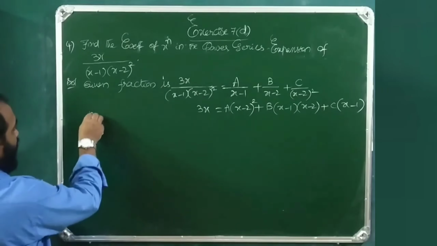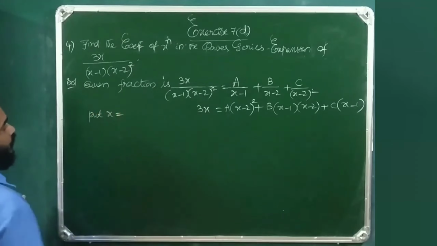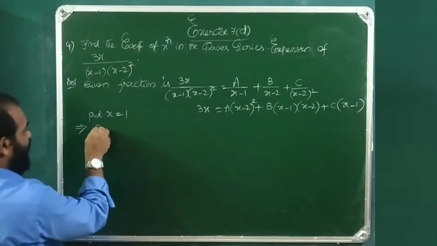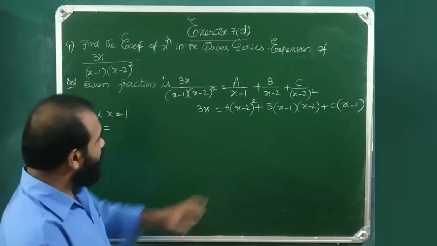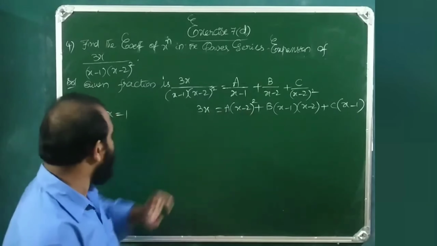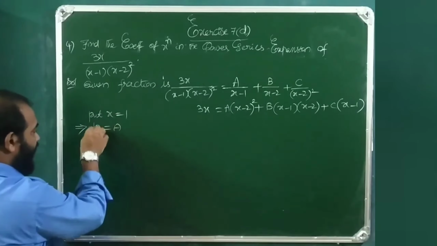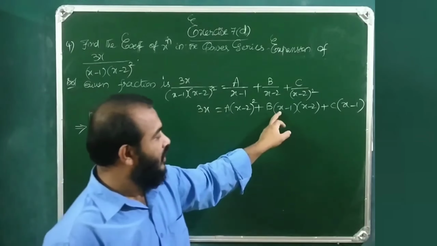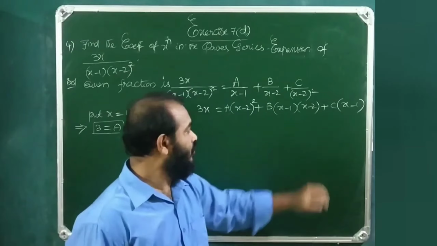Now put x equals to 1 and substitute in this. 3 ones are 3. 1 minus 2 is minus 1, whole square is 1, into a. Directly a equals to 3 we get, because if you substitute 1 here and here, it will be 0.